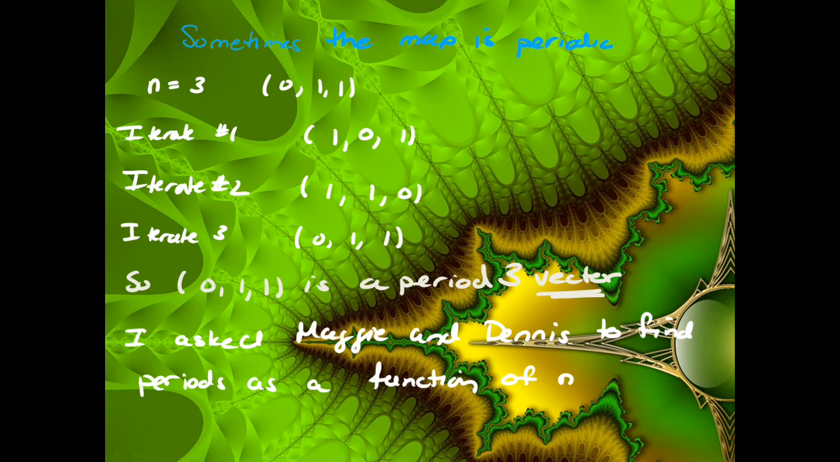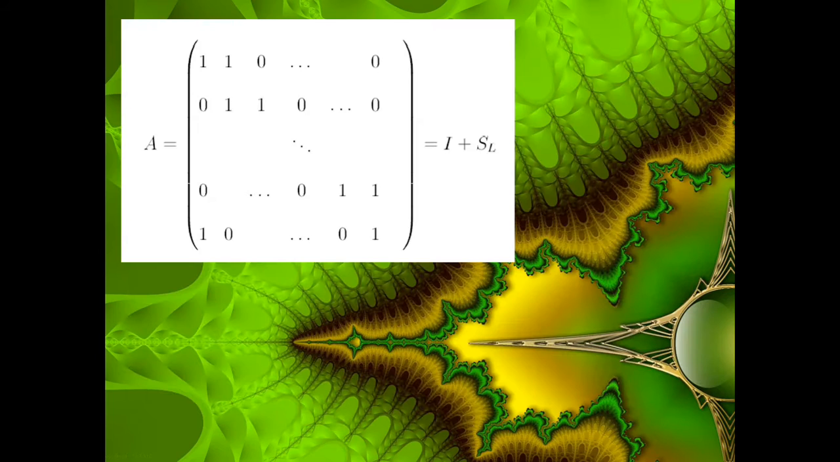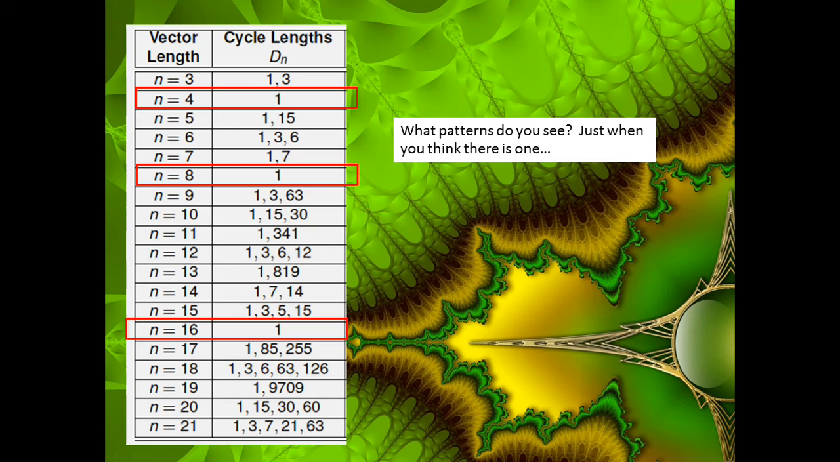So what I asked Maggie and Dennis, my two poor undergrads, is to put these zeros and ones in strings of length n and record what the periods were as a function of n, and hopefully we can find a pattern of what those periods are going to look like. So actually, I wanted to show you what these periods are. For example, these are the periods that you get, and you do see patterns. Take a look at this for a few minutes and see if you can look for patterns.